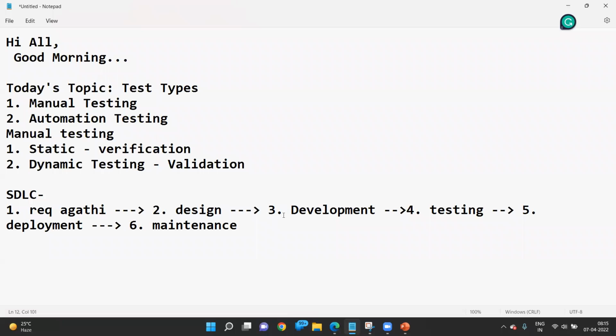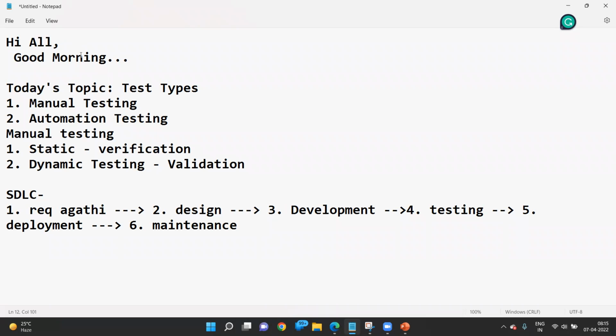Cycle 1, cycle 2, cycle 3, cycle 4 and so on. From project to project, these terms will vary. Certain projects call it a cycle, certain projects call it a sprint, certain projects call it a build. Traditional SDLC models, software development lifecycle models, call them builds. In agile methodologies we call it a sprint. That's the only difference.